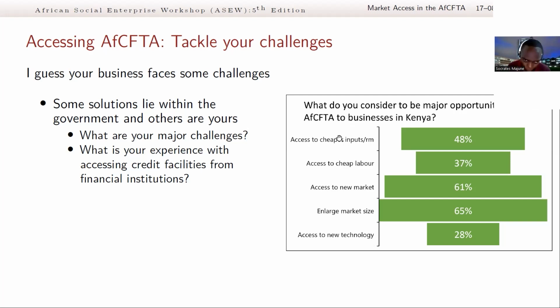But then ultimately, on a positive note, businesses are very optimistic about this agreement. Number one, people expect that they should be able to access new markets, meaning you only need to now work hard to address the challenges that you face. Businesses also expect that the agreement will enlarge market access, and then of course the other benefits that will come with it, such as access to cheap labor, access to possibly cheap inputs or raw materials, and possibly access to new technology.